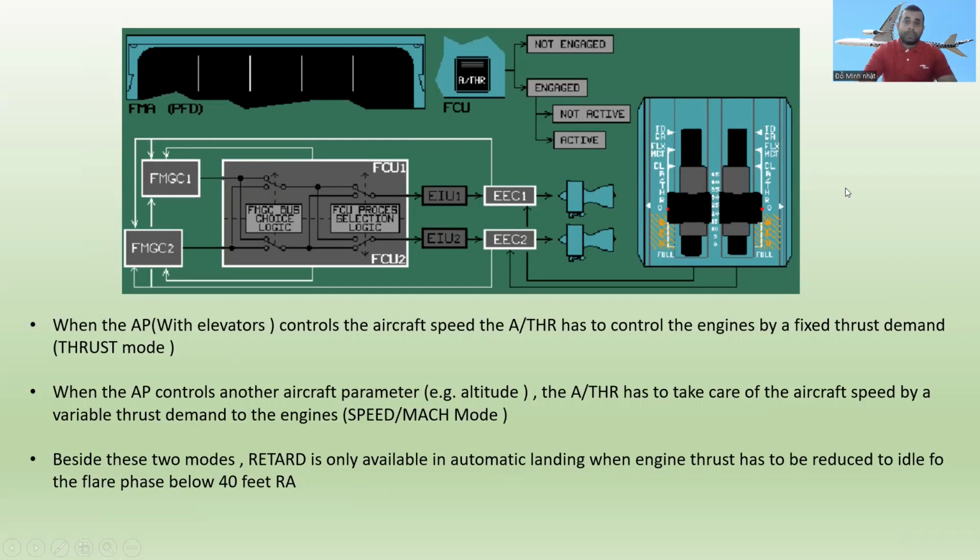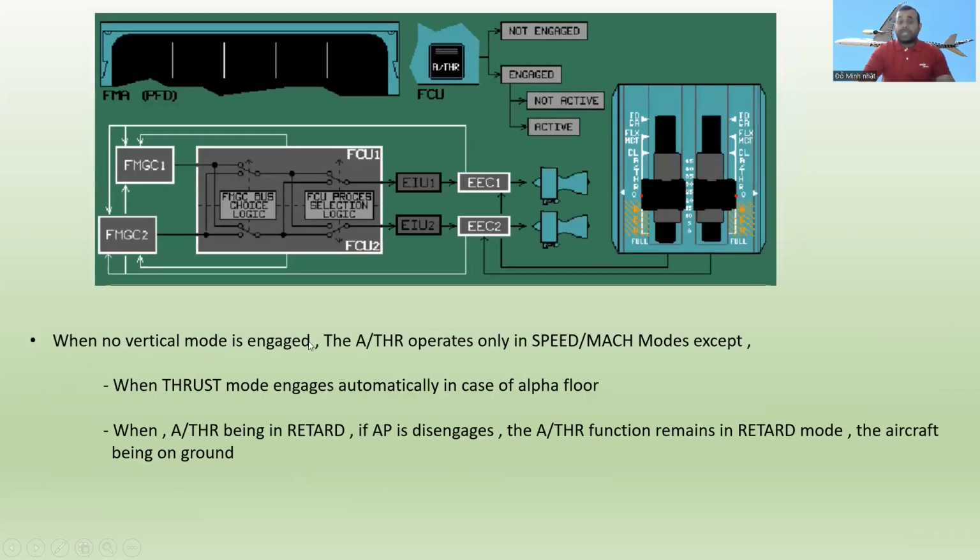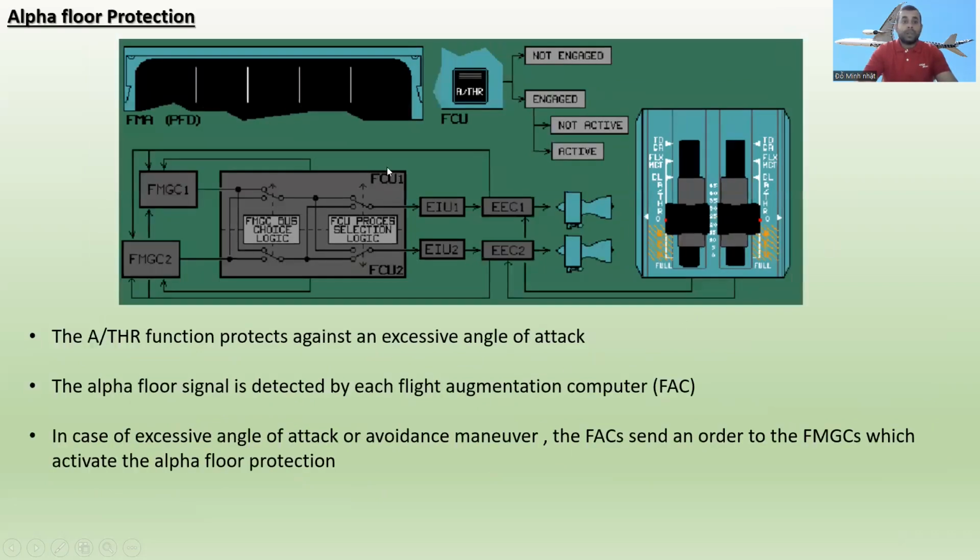All right. When no vertical mode is engaged, the autothrust operates only in speed or Mach modes, except thrust mode engages automatically in case of alpha floor. And when autothrust is in retard, if the autopilot is disengaged, the autothrust function remains in retard mode, the aircraft being on ground. Okay.